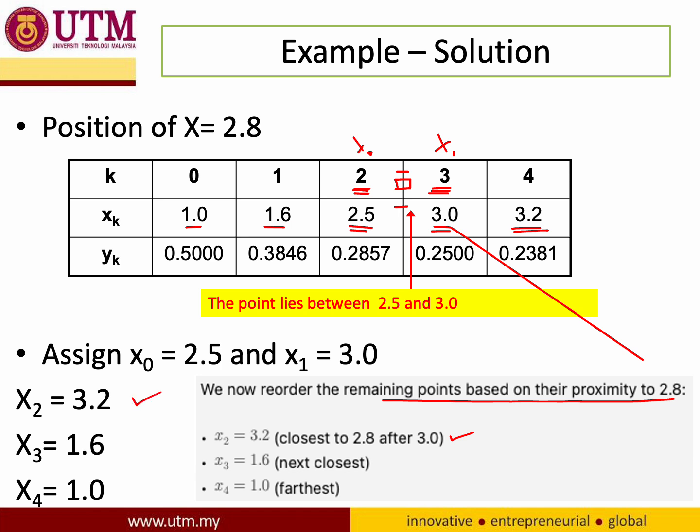After 3.2, see whether 1.0 or 1.6 is nearer. The next closest one is actually 1.6, so this one will be x3. And the last one on the table will be 1.0 because it's the farthest from the 2.8 that we want to find. So this is the first thing that you need to do. If the x that they want to find is not at the start of the table, you need to reorder things.